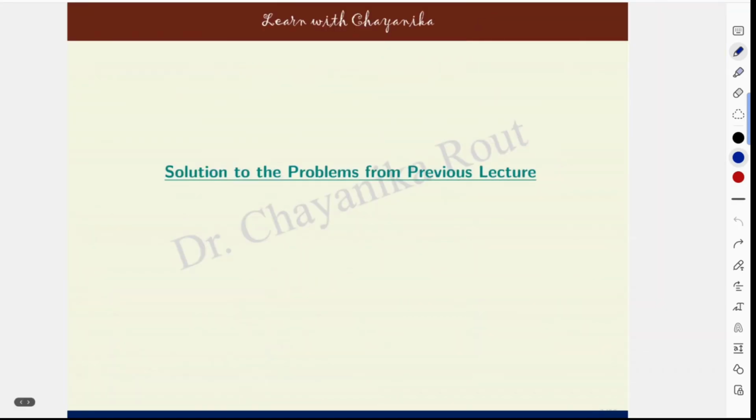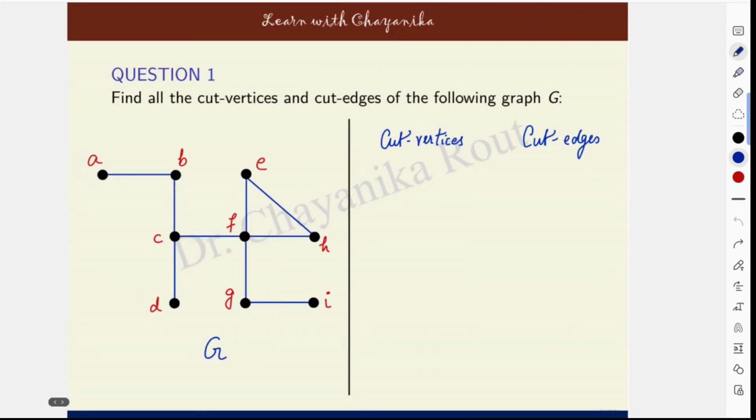In the previous lecture I posted one problem based on cut vertices and cut edges. So let us first go through the solution to that problem. A graph was given to you and you were asked to list down all the cut vertices and cut edges. So let us check for each vertex and list down who are the cut vertices in this graph.